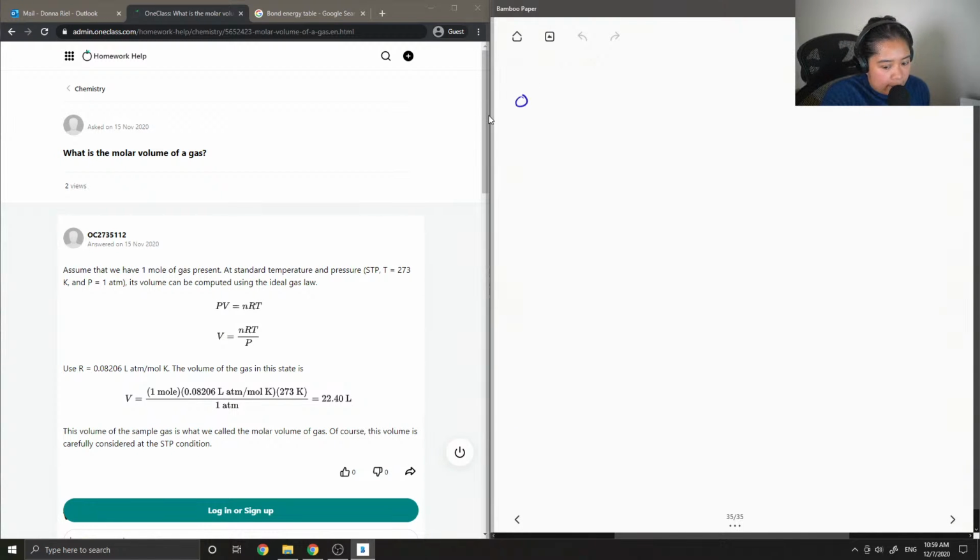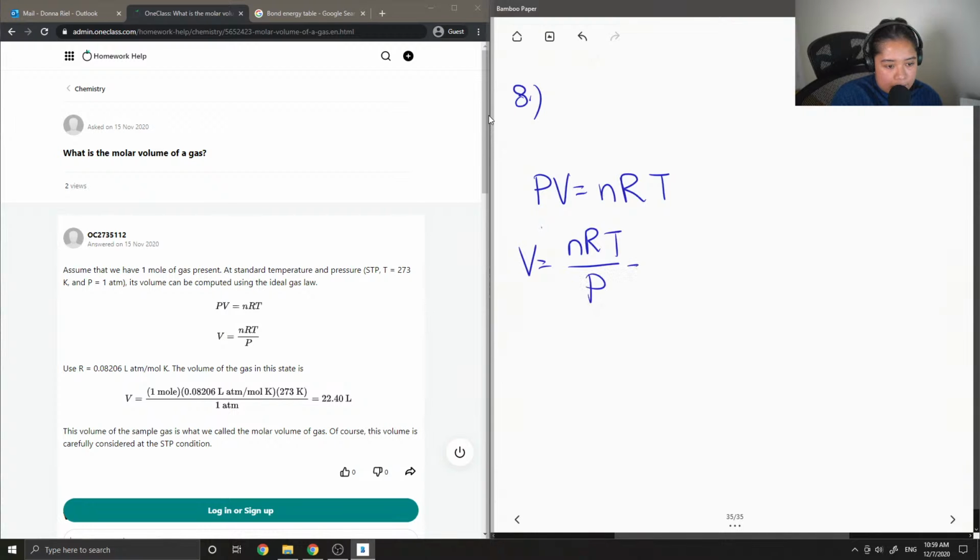Okay, so question 8. This asks, what is the molar volume of a gas? So we can solve this using PV equals nRT. At standard pressures, I can just rearrange it now. Okay, so standard pressure is 1 atm. For number of moles, I'm going to substitute 1 mole.